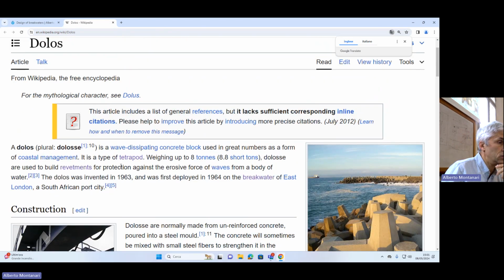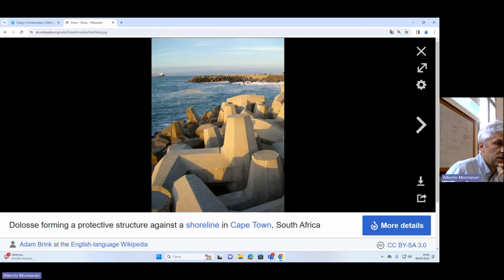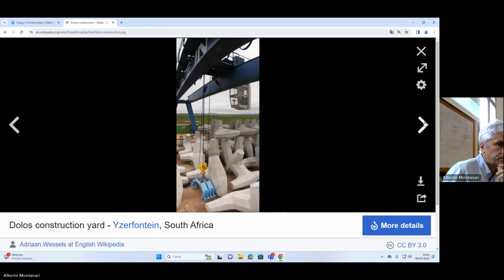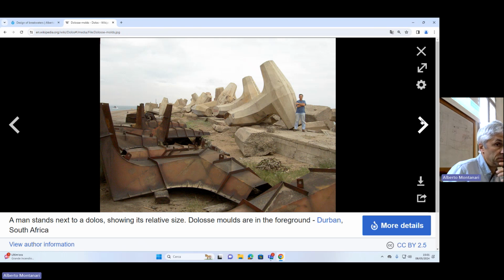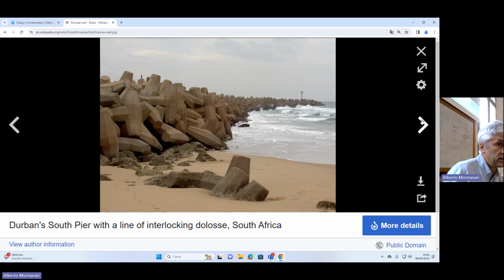These are what are called dolos, or dolosse in plural. And this is the shape of these dolos. And you see how they behave. They are more articulated with respect to tetrapods. But still, you see their size is significant. Still, once they are included in the natural environment, the look is not so bad, I would say. Of course, natural boulders are probably better, but you have to consider that this is an artificial structure, and it looks like an artificial structure.